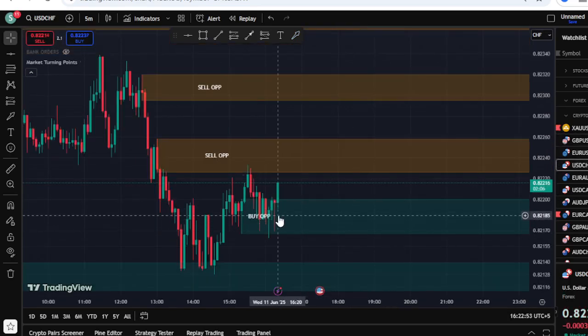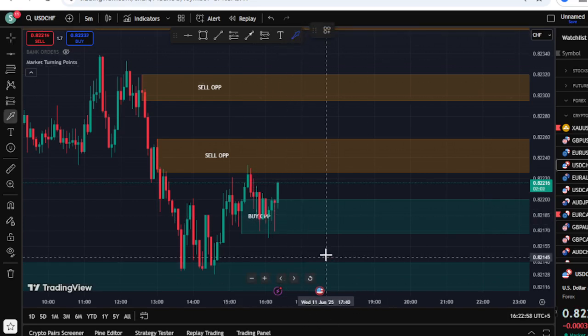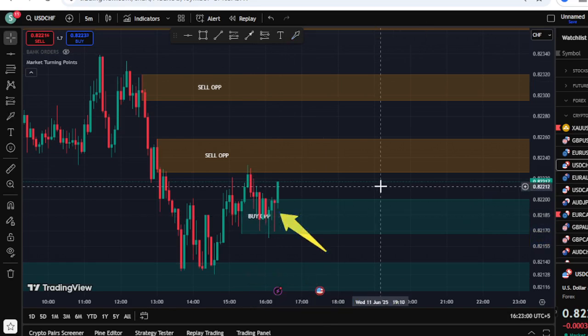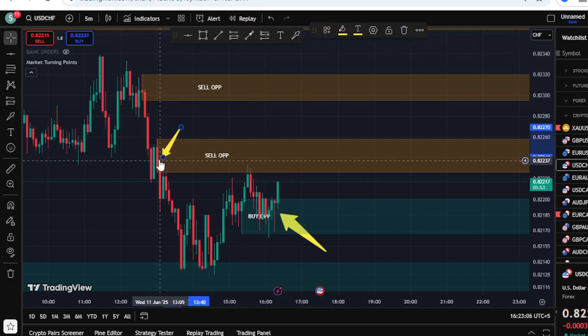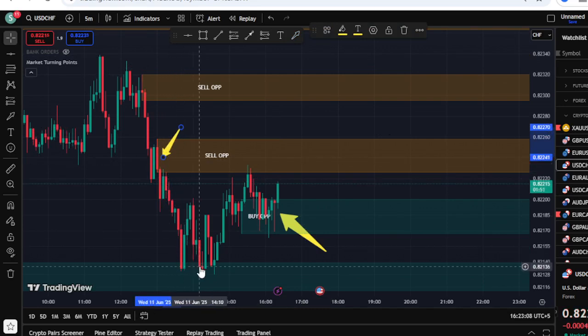Similarly, just look at USD CHF. This is the 5 minute picture. It is telling you in real time that this is the best buy opportunity level and you should go for the buy trade, because if you look at this level, the sell opportunity was created in real time and the market has already gone down, and now it's time for the market to go up.